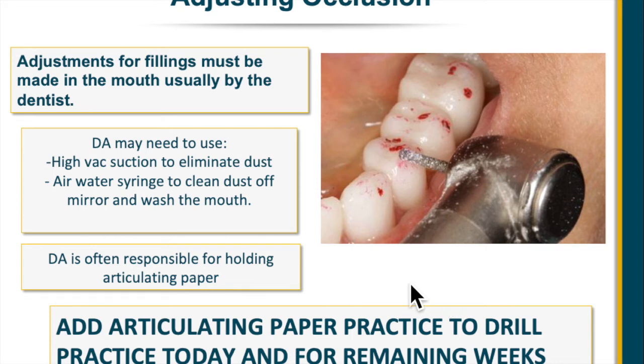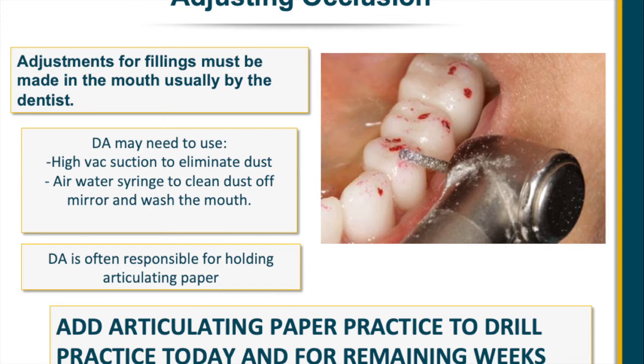Probably the dental assistant should be using the high vac suction to eliminate dust, and the air water syringe to clean off the mirror and wash the mouth out. And the dental assistant is very often responsible for holding the articulating paper. This is something that I would recommend that you do as practice with your other students, practicing using articulating paper on each other and noticing how things work.